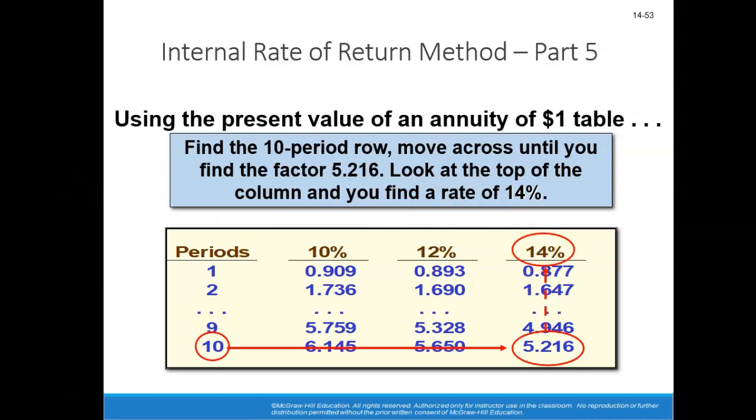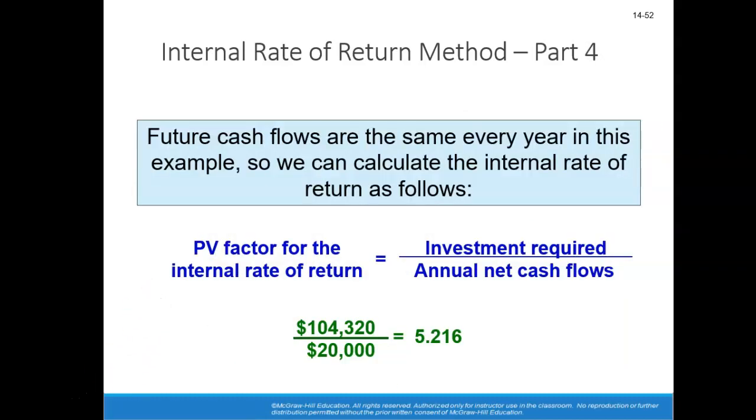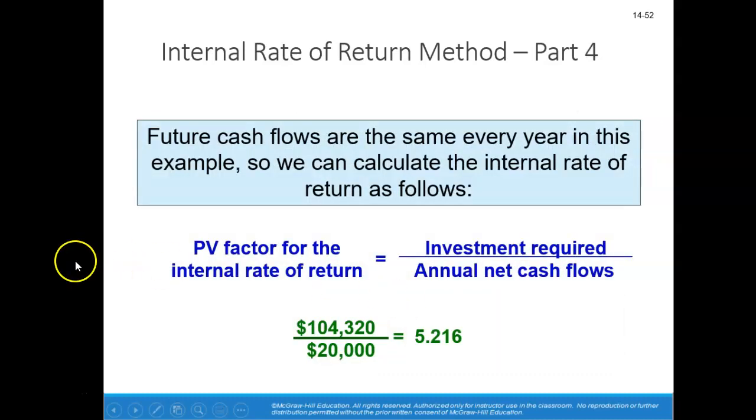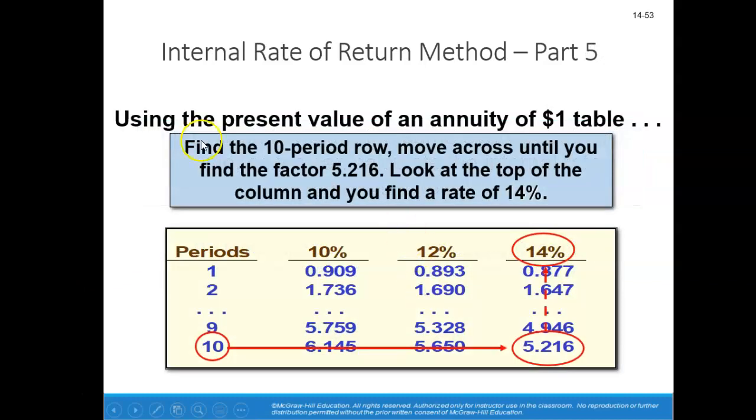So what we're saying here is that in order to get that 5.216 factor, we want to find the present value of that 5.216. We will look at our present value table. The 5.216 is not the rate; that's the present value factor of the internal rate of return. Using your present value table, you will look up 10 periods, keep going till you get close to that 5.216. Here it is here.